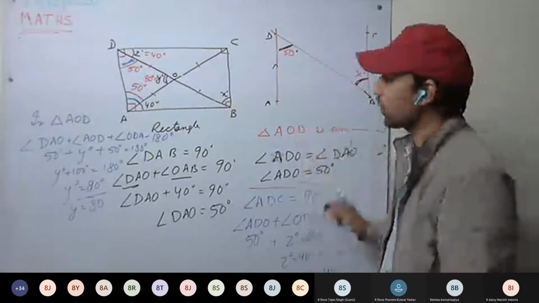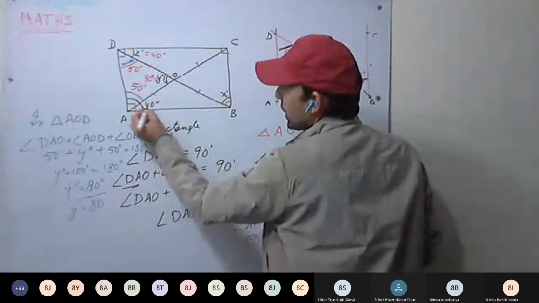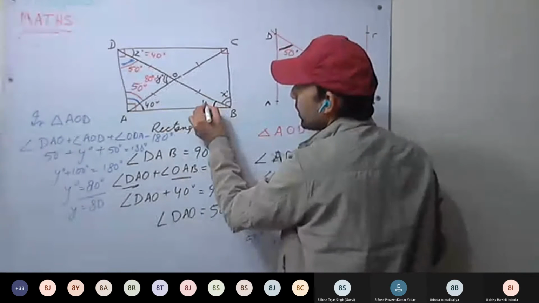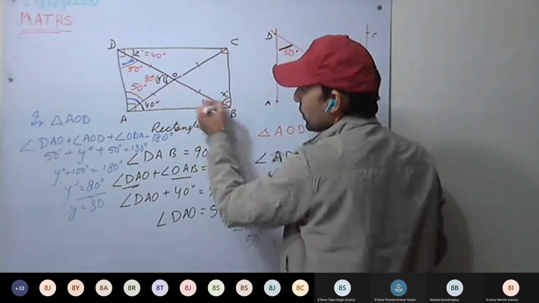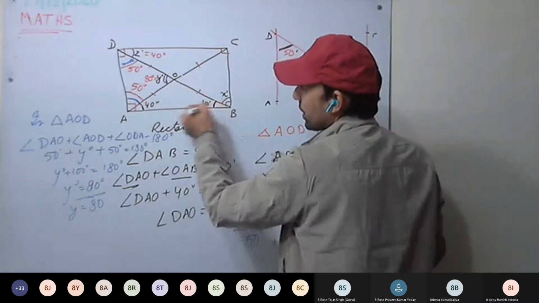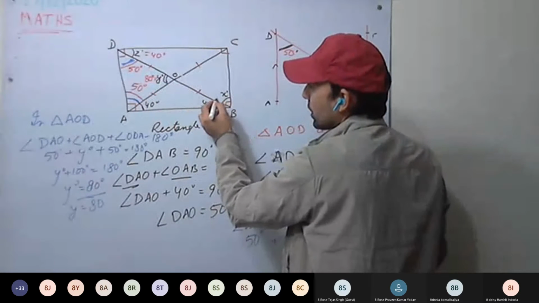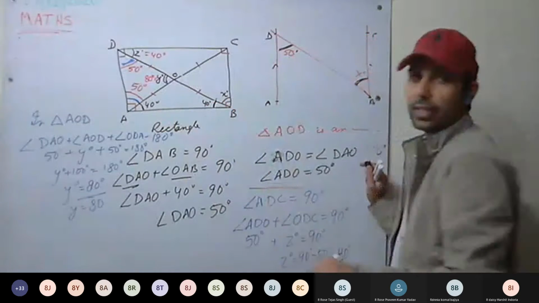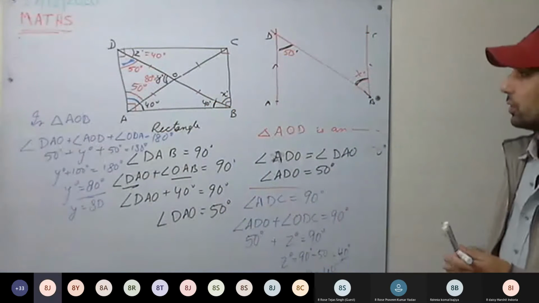That is one way. Second way, how you can calculate? If this angle is 40 degrees, this angle as well will be 40 degrees, because this is an isosceles triangle. So the remaining will be 90 minus 40, 50 degrees. Understood now?